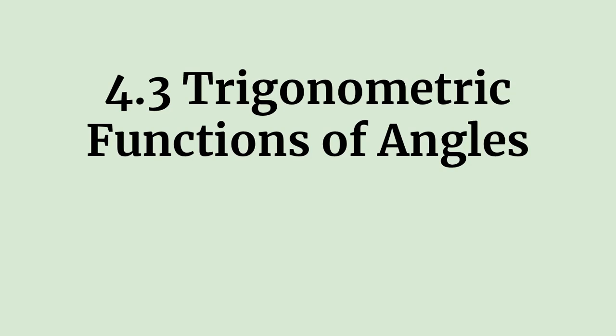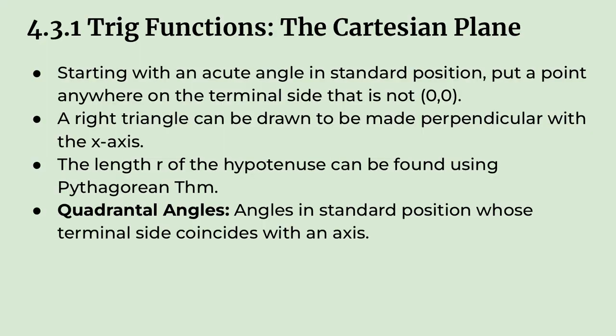So we're working on 4.3, trigonometric functions of angles. Starting with an acute angle in standard position, which we talked about in the previous lesson, we're looking at something like this. There's our coordinate plane, the Cartesian plane. Standard position is here. And then we want a point that will make an acute angle. Then from there, we can make a right triangle where r is the length of the hypotenuse.